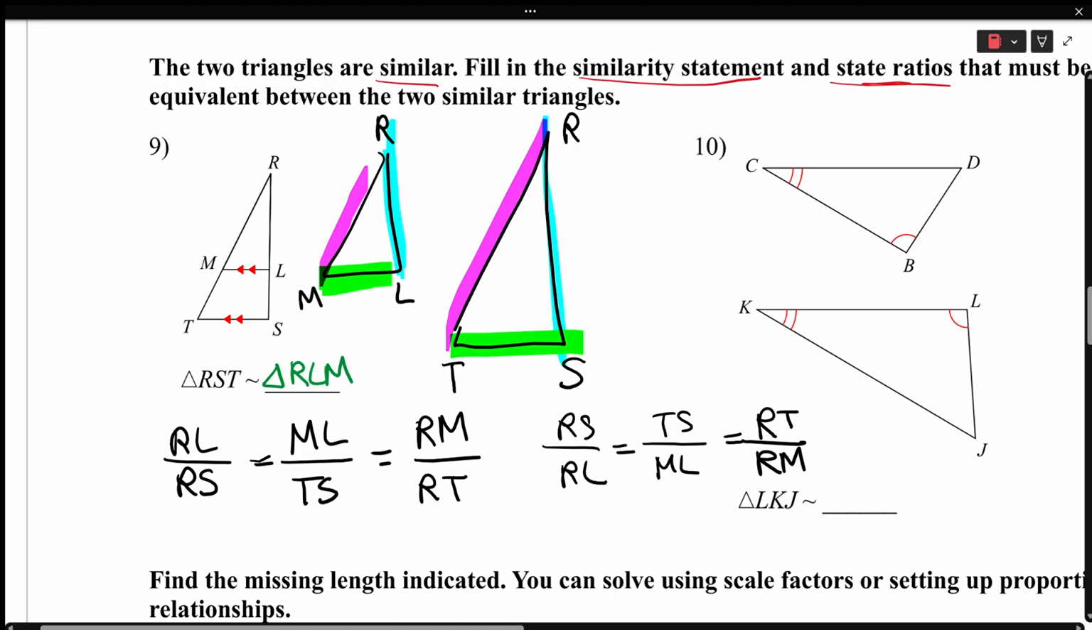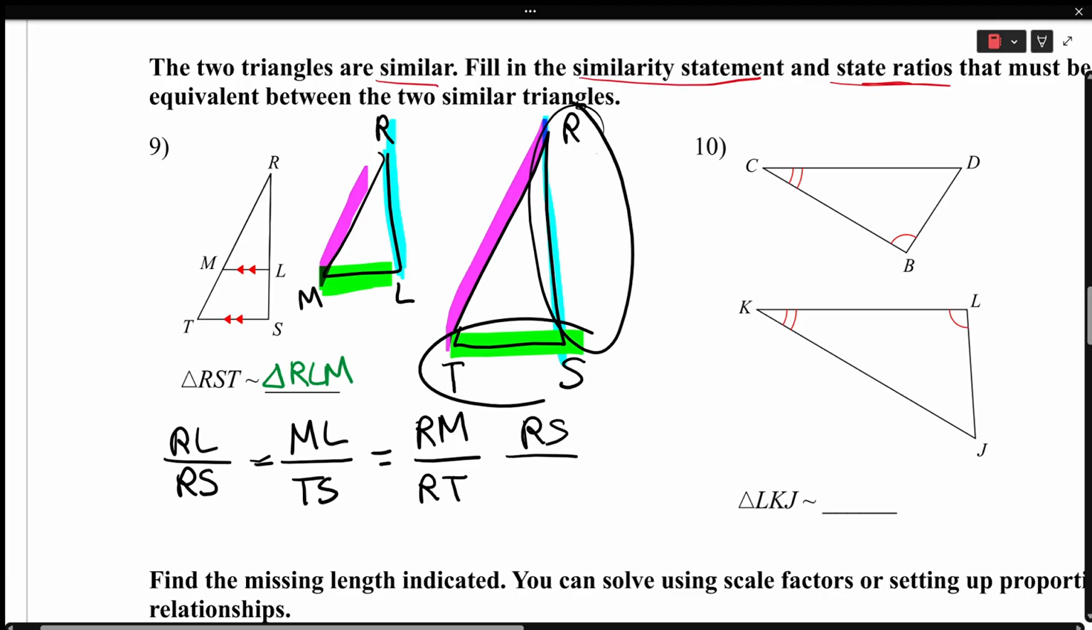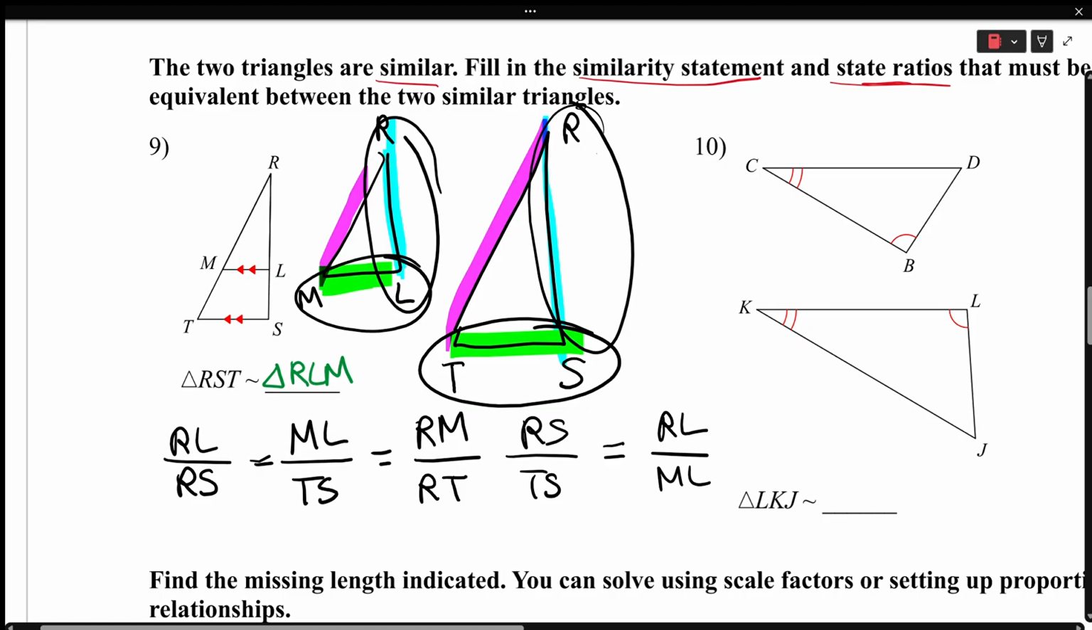Okay? You could even do this. You could even say RS over TS is equal to, and then set up the other ratio the same way, RL over ML, right? You could even do this.